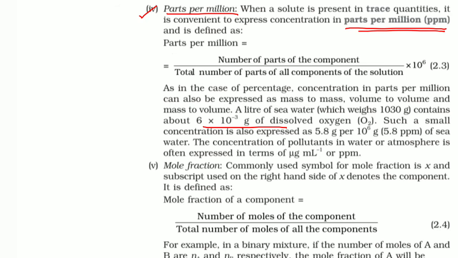In your book, one more example is given here. The pollutants present in water or in air, that means the atmosphere, can also be expressed using ppm, or sometimes microgram per ml.